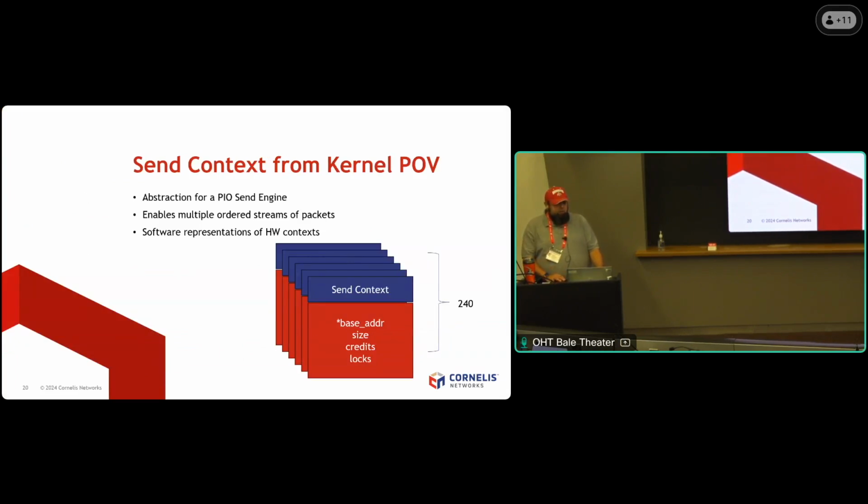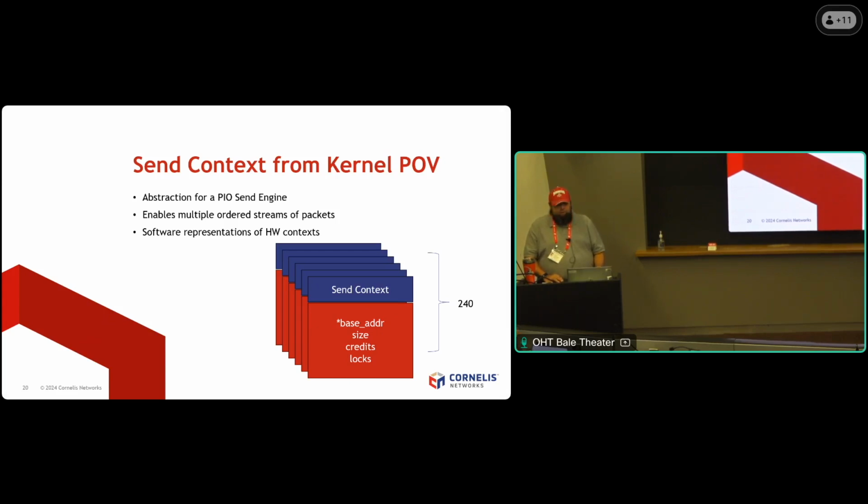I said that we enable multiple ordered streams of packets, and that's what it does. We've got 240 of these, so you can have 240 streams of packets at the same time. They are ordered within each send context, so the order that you write stuff into the send buffer is the order that it's going to be launched. Once it's launched and goes out onto the fabric, it could take different paths through the fabric depending on the routing and all that other stuff. But you at least have control over what gets launched. There is no ordering between them.